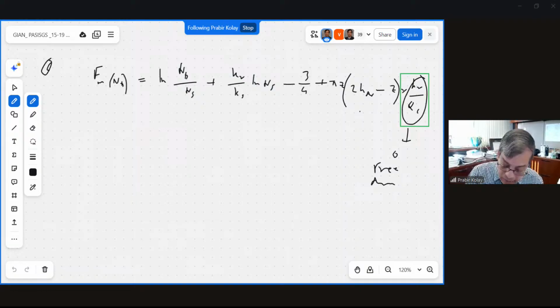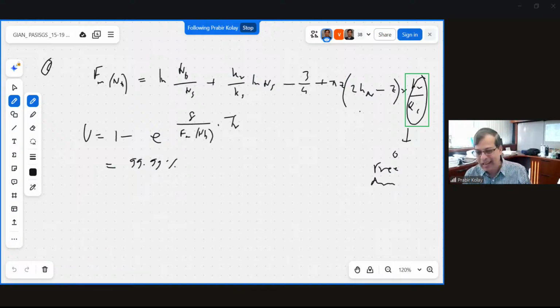Then basically what I need to calculate is U, again just using this equation: 1 minus e to the power of minus 8 divided by F m ND, times TR. If you use that, you'll get a value of around 99.99%. So it's not 100%, a little bit reduced. Okay, so that is problem number 6.